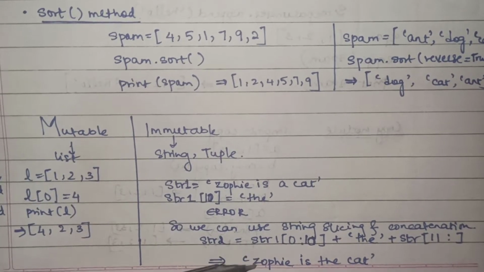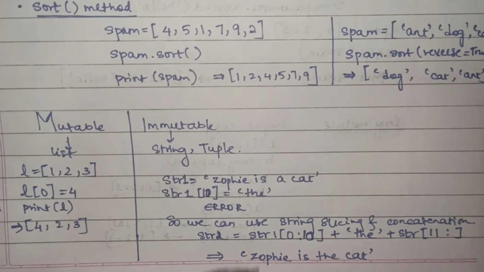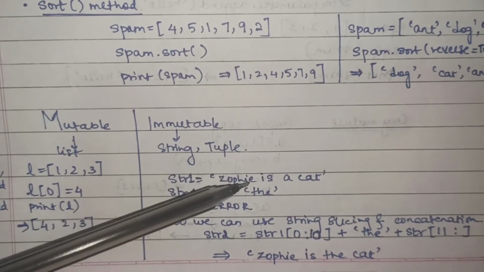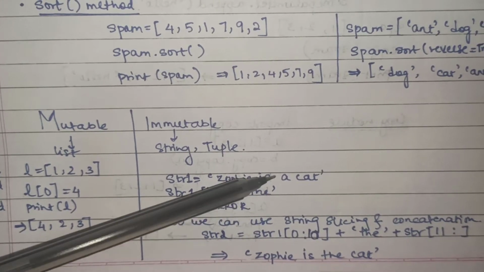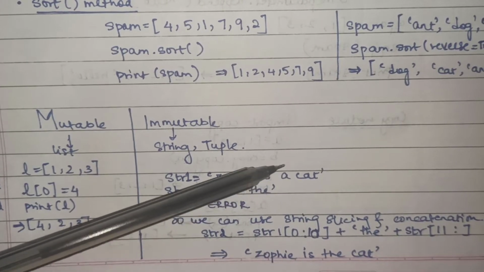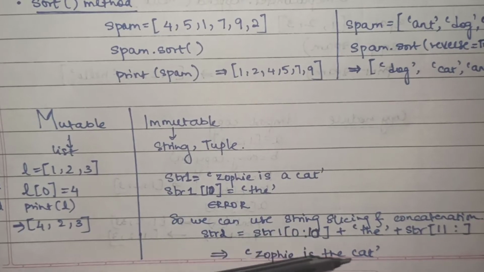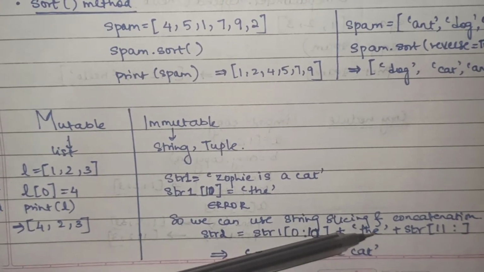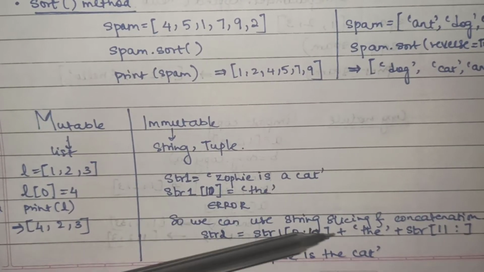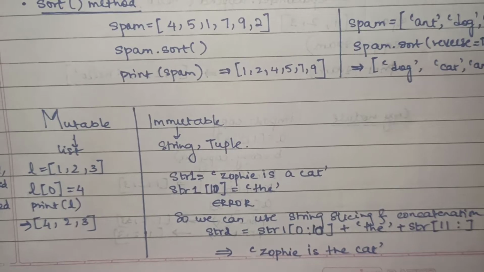Firstly, you assign this to a new variable, string2. Firstly, you slice the string according to whatever you need from the earlier string. So here you need up to 'is', so the index range is 0 to 9, but it won't consider the end index, since it is end index minus 1, so 0 to 10. Plus you assign a string, that is concatenation, then again the remaining part of the earlier string is concatenated, so that will give you Sophie is the cat. So that is about the mutable and immutable concept.